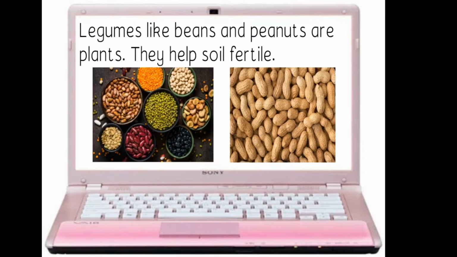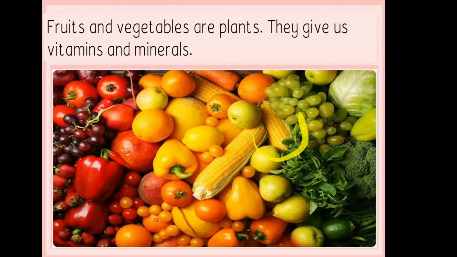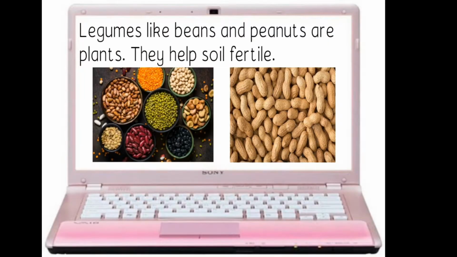Next one, legumes like beans and peanuts are plants. So they help the soil fertile. So ito yung legumes, ito yung una. Like beans and peanuts are plants. So next, they help soil fertile. Ito yung legumes, ito yung beans.